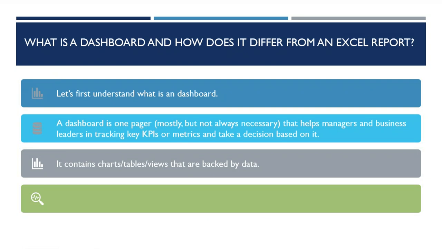That's tracking the key KPIs, and it'll give us the information to make our decisions off. Right? So a dashboard is going to be that one pager that identifies the key metrics or KPIs that's going to give us that information. It's going to contain any charts, tables, views that are backed by the data. So that's the difference there, right?